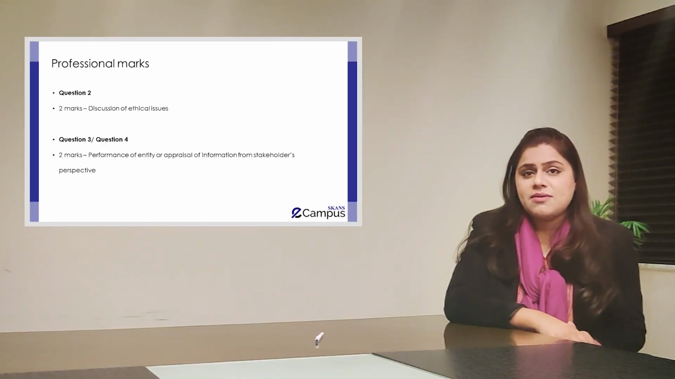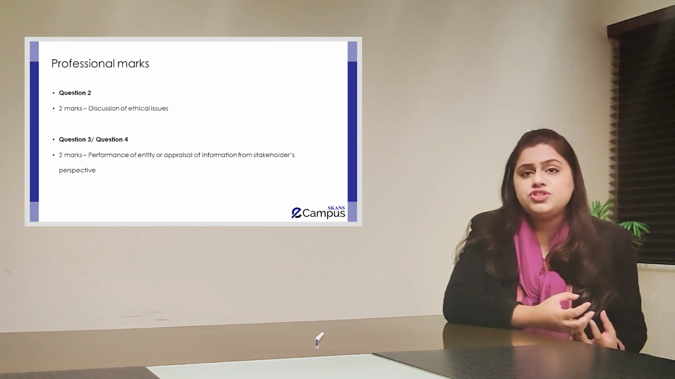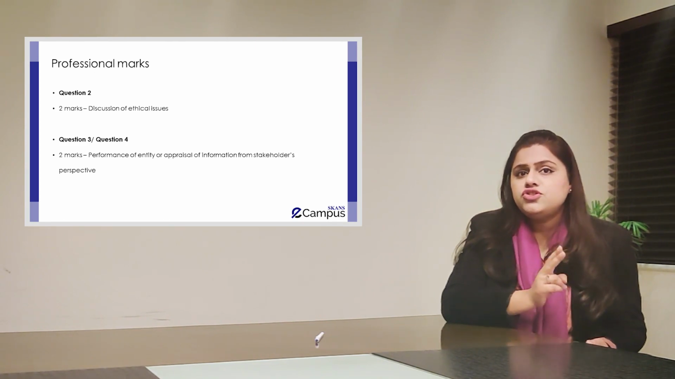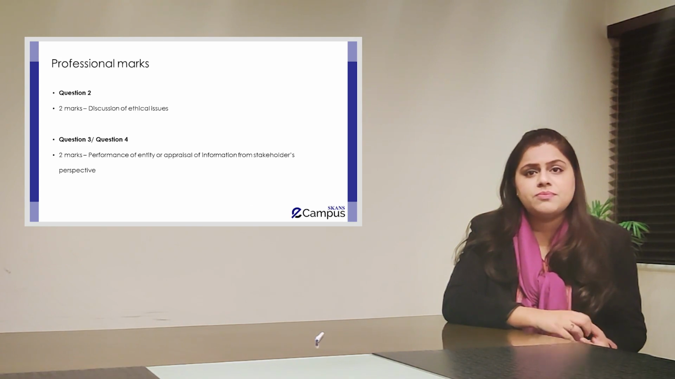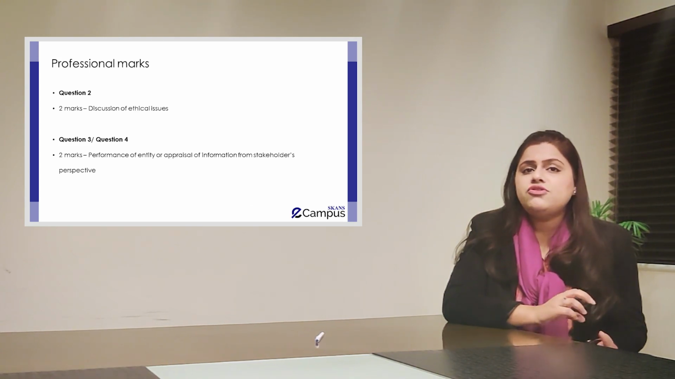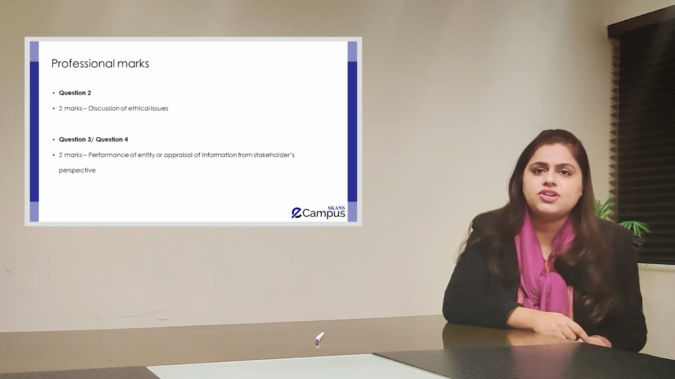The SBR exam has 4 professional marks. These are for the quality of the discussion and the structure of the answer. 2 marks are related to the ethical issue part of question number 2 in the exam, and the remaining 2 marks are related to the performance evaluation part of question number 3 or question number 4.